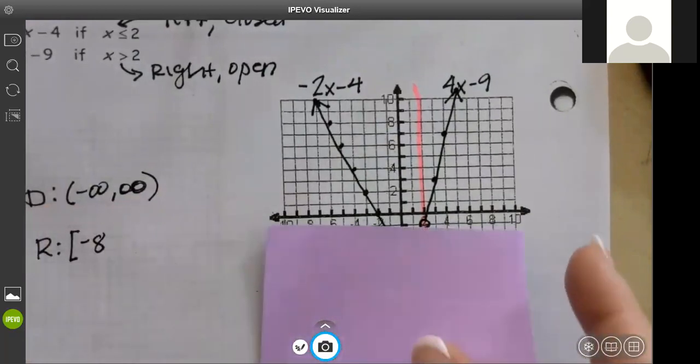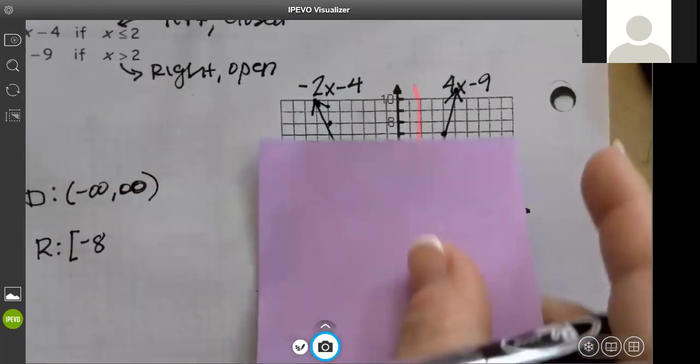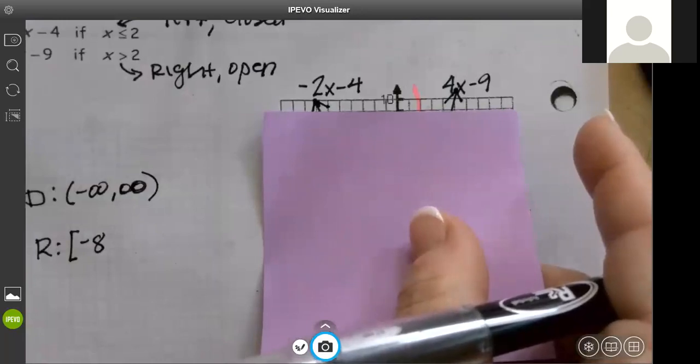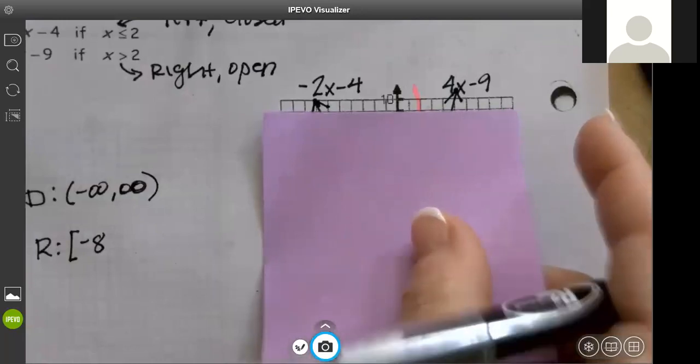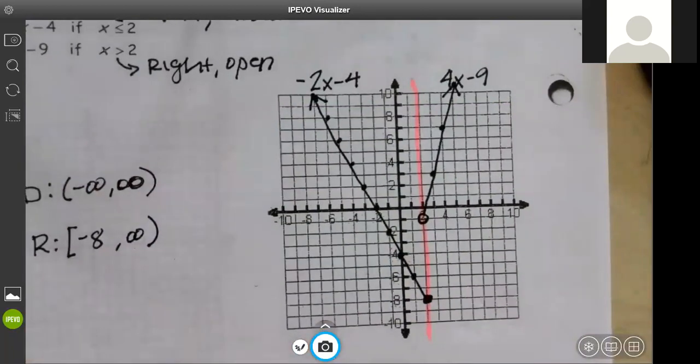As I move up, I see a hole, but I'm touching another graph, so it cancels it out. And then as I go up, what do I see? Where does it go to? Positive infinity. And again, parentheses because infinities don't count.